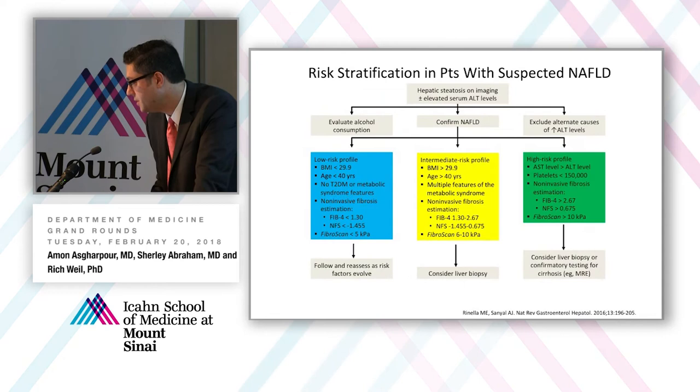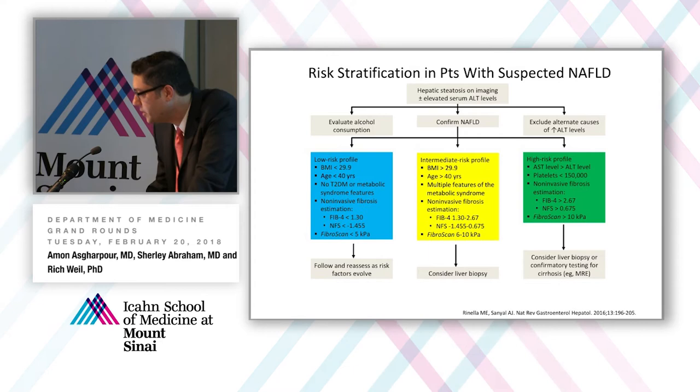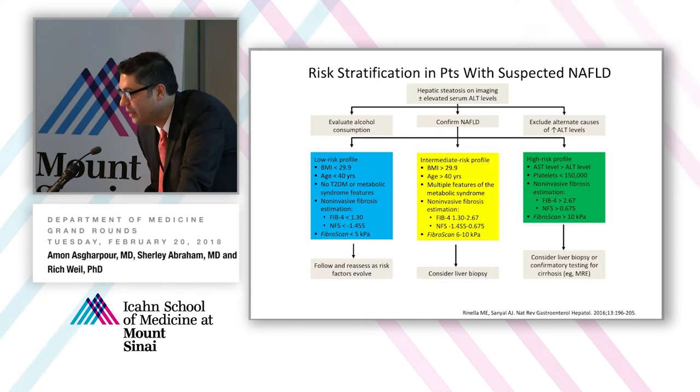So this is like the risk stratification that we use to think about these NAFLD patients. So it's a patient with steatosis on imaging and elevated serum ALT. You've ruled out alcohol and other causes, so then you have NAFLD. So then you have a low risk profile, so patients who are non-obese, and again, we practice in New York City, we have to be very cognizant of the fact that we have different ethnic groups and there's different BMI cutoffs for those ethnic groups.